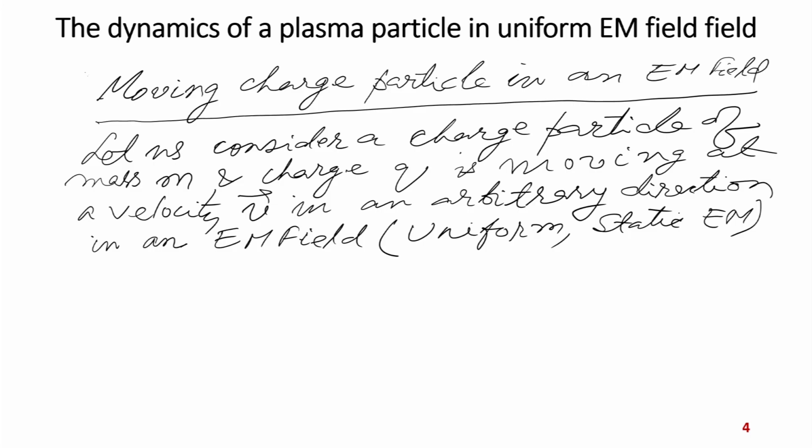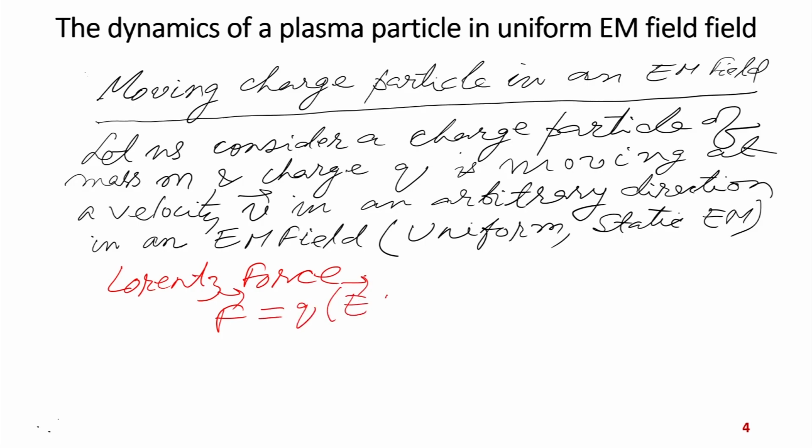So, when a charge is moving in an electromagnetic field, it experiences a force that is called the Lorentz force. The Lorentz force is given by F equals q times E plus the cross product of the velocity vector and the magnetic flux density. Now we will consider different cases.